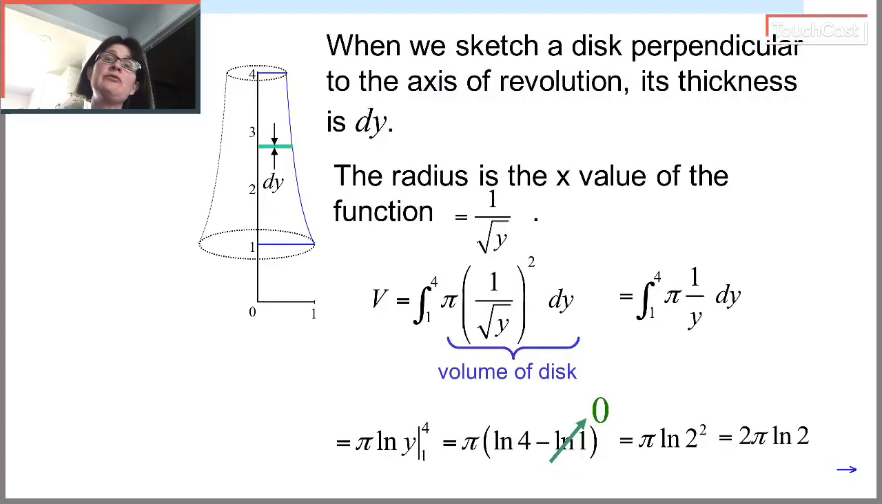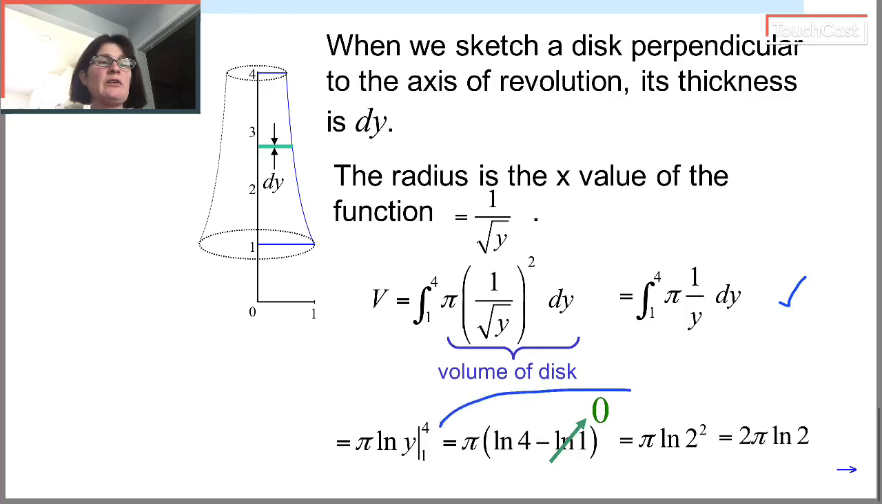Alright, if you were then asked to evaluate this integral, it's going to be your job to simplify as much as you can. This one's not too bad to do by hand, because 1 over the square root of y, when you square it, just becomes 1 over y. So this is a simplified integral. Notice the antiderivative of 1 over y is the natural log of the absolute value of y. But I'm going to evaluate that from 1 to 4. 1 and 4 are both positive, so that's why it was okay to leave out the absolute value bars. So it's going to be pi times natural log of 4 minus natural log of 1. The natural log of 1 is 0.